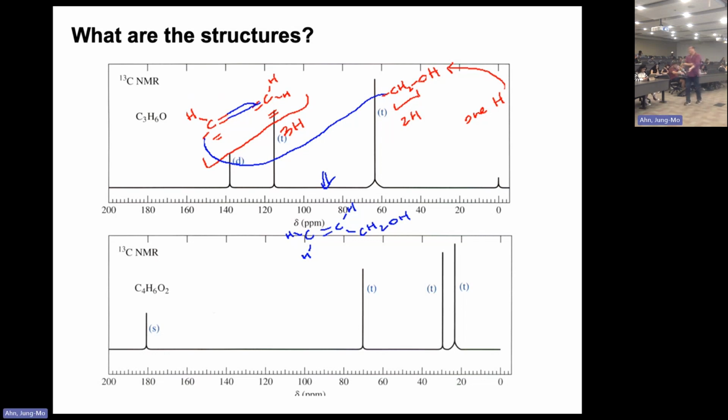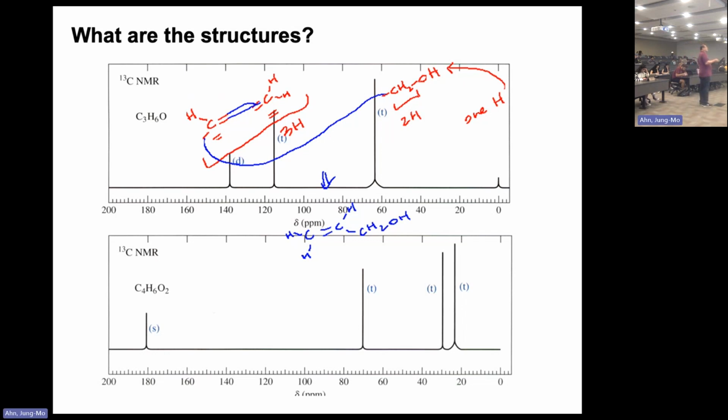So in a way, this is the problem solving of carbon-13 NMR. It's pretty similar to the proton NMR. You just have to use different numbers. Anyway, these are pretty simple ones.